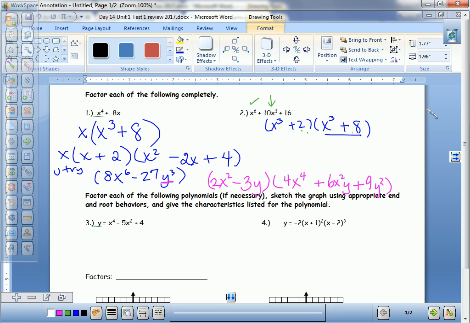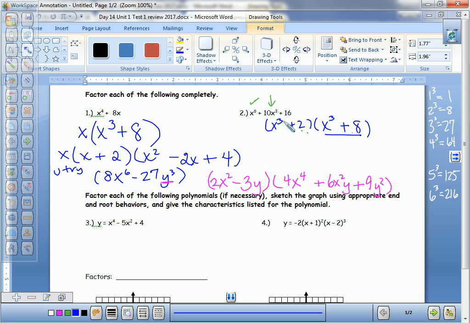Let's remind ourselves about our perfect cubes. 1 cubed is 1. 2 cubed is 8. 3 cubed is 27. 4 cubed is 64. 5 cubed is 125, and 6 cubed is 216. Those were the ones that we told you would need to be able to recognize on your Algebra 2 test coming up Tuesday.